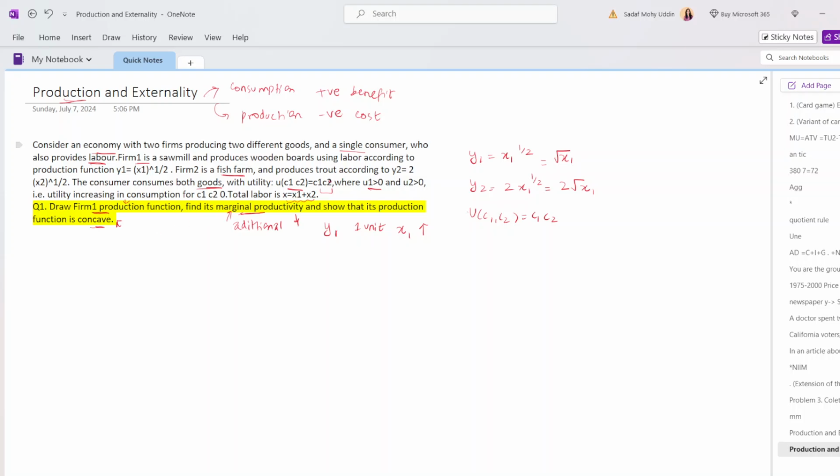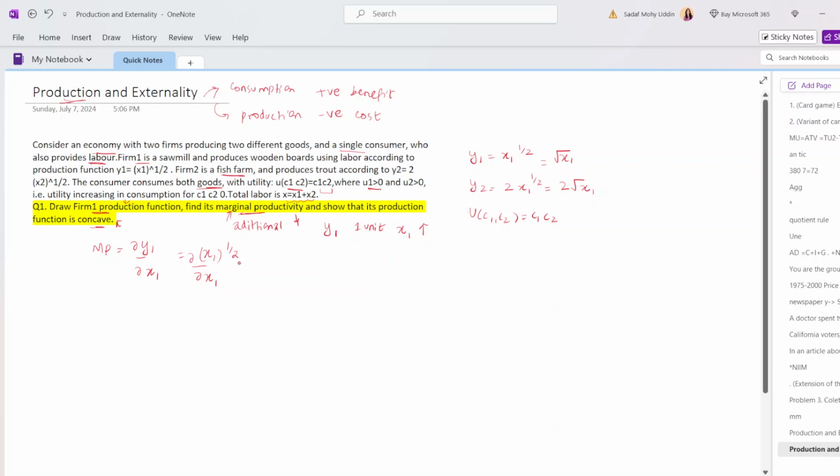Because we have a function, in order to find marginal productivity, all we need to do is take its first order derivative with respect to x1. That will give us marginal productivity. The production function for y1, or Firm 1 here, is x1 with the power of 1 over 2, or x1 with the power of square root. It's easier if we go with x1 to the power 1 over 2. We need to take its derivative with respect to x1.